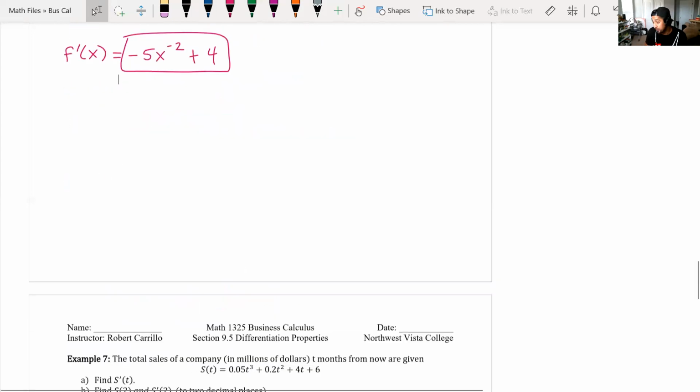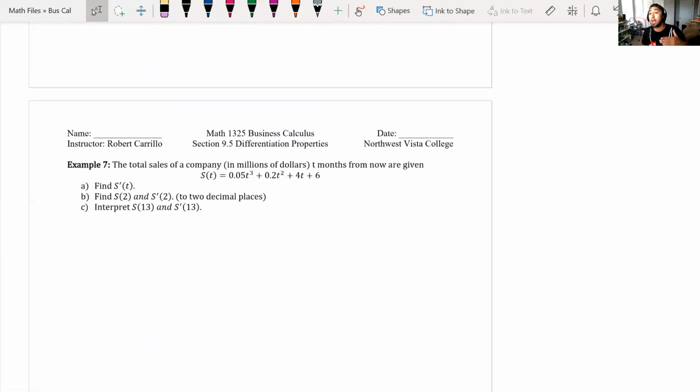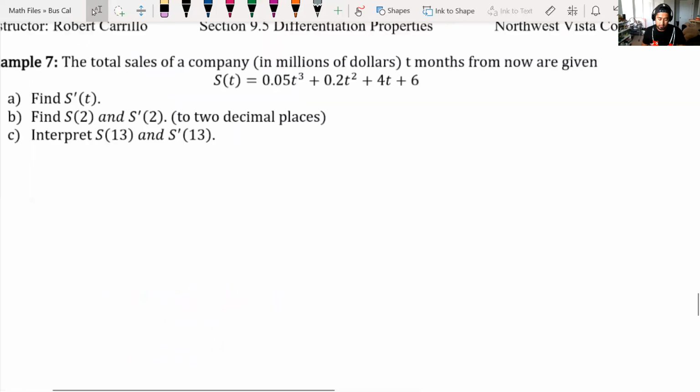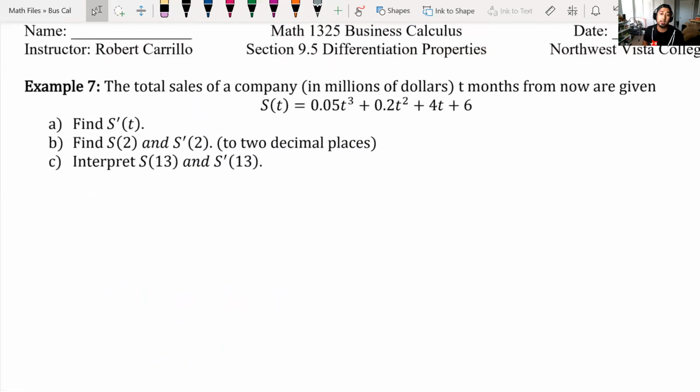Which leads us to the last page now, I believe, of an actual application to derivatives. So once again, it doesn't just seem like we're crunching numbers or doing any plug and play. Now number 7: the total sales of a company in millions of dollars, t months from now, are given by the function s of t equals 0.05 t cubed plus 0.2 t squared plus 4t plus 6. Find the derivative s prime of t. All right, so that's A.